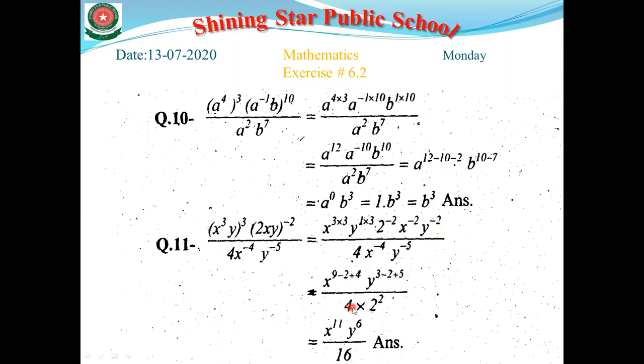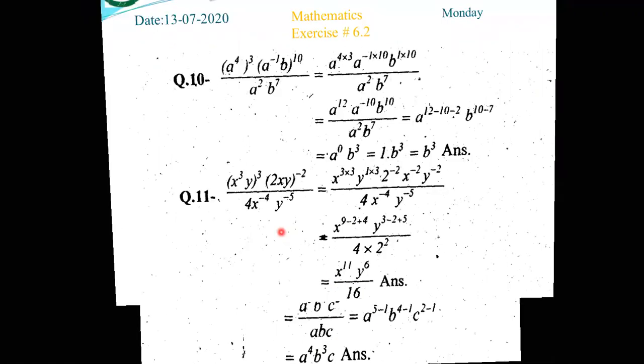Okay. In the denominator, we have 4. Here we have 2 power minus 2. So when we take 2 power minus 2 from the numerator to the denominator, it becomes 2 power plus 2. Now, 9 minus 2 plus 4 equal to 11. Okay. Now, y power 3 minus 2, 1. 1 plus 5, 6. So y power 6. 2 power 2, 4. 4 multiply 4, 16.